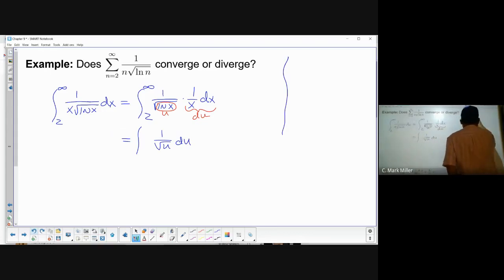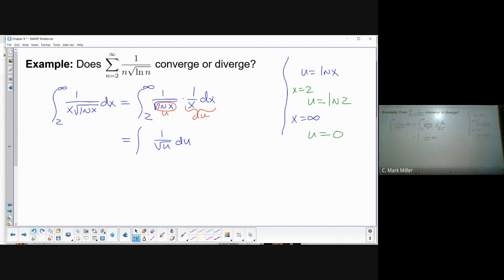So u is natural log of x, right? X equal 2 means u is log 2. X equal infinity implies that u is infinity, sorry, because if x is infinite, u is infinite. So this is going to equal the integral from log 2 to infinity.